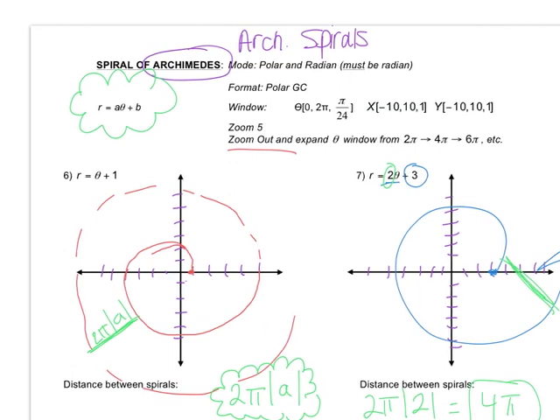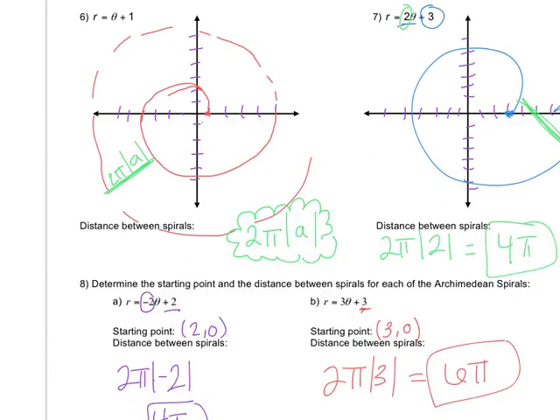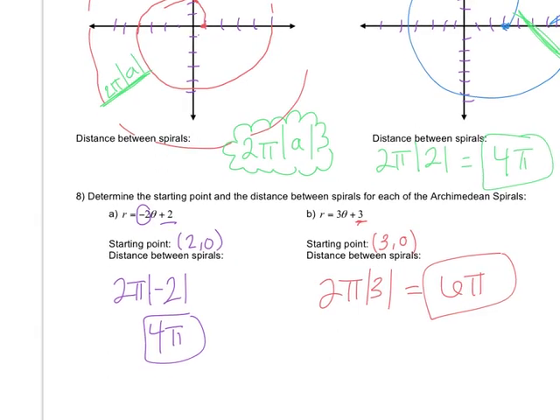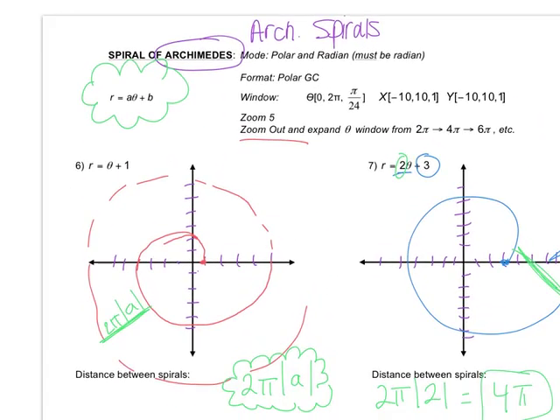Just understand that Archimedean spirals are consistent when you look at the distance between spirals. Their equations always look like some multiple of theta plus a number, and the distance between those spirals is 2 pi A. So that's it with Archimedean spirals. Let's look at the next page at a different kind of spiral.